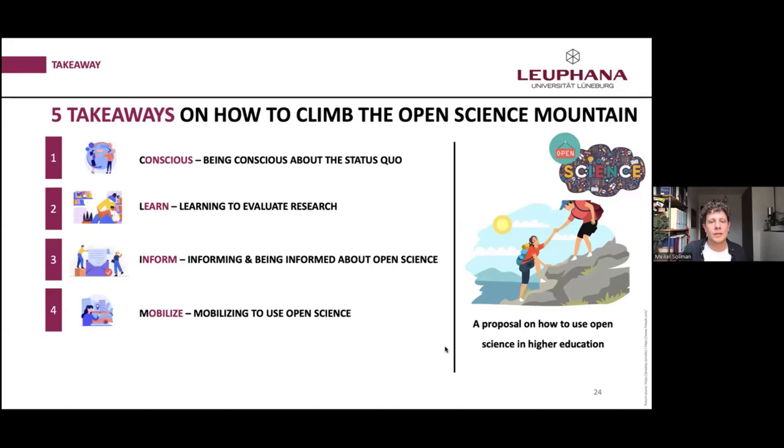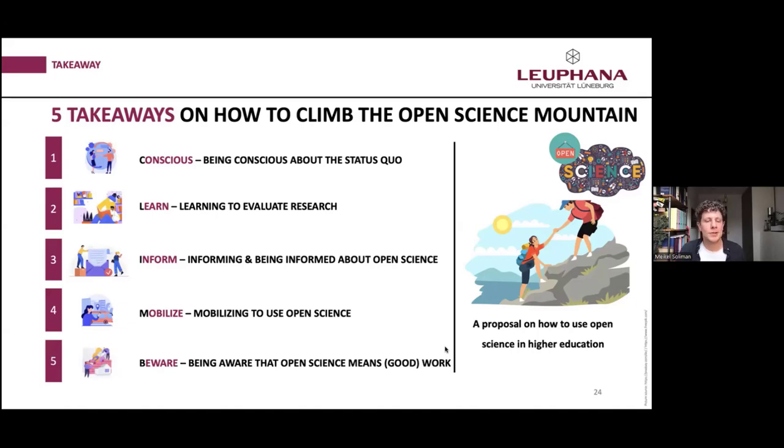Fourth, you need to mobilize students to use open science. I think the first reaction would be, yes, it's cool if you read it in a paper, but it's also a lot of work. Maybe we shouldn't do it. But then they actually are quite open and quite enthusiastic about using that. And lastly, you need to make students aware that even though it means more work, it's maybe better work if you adhere to the open science principles. And I think that way you can climb the open science mountain.